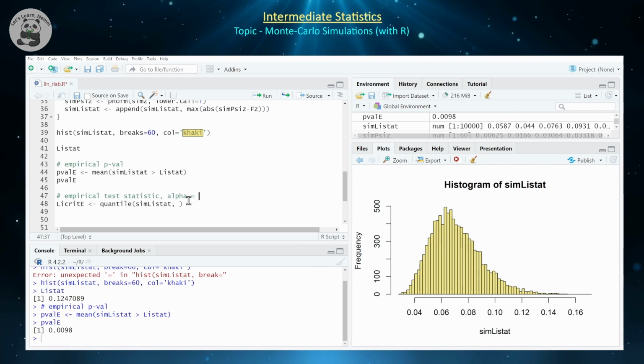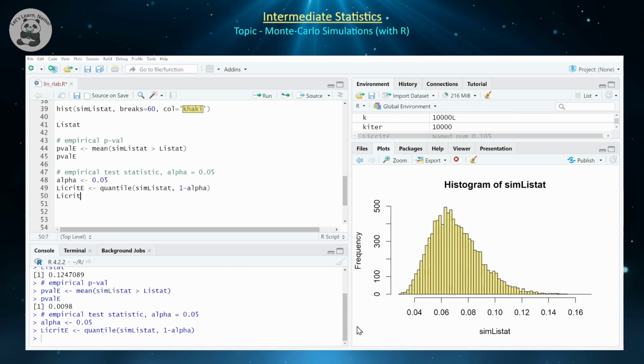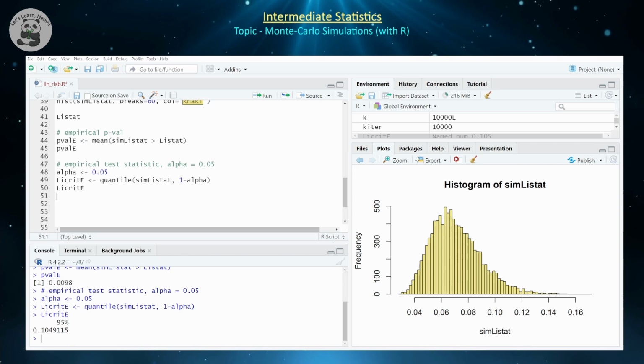So let's assume that our alpha is equal to 0.05, and let's actually define that. Let's just define it to be 0.05, for example. And we want the upper tail, so it's going to be 1 minus our alpha value, and that's going to give us our critical value. So we compare our empirical p-value to our chosen alpha value, 5%, or we can compare our test statistic to the critical value. You'll get the same conclusion.